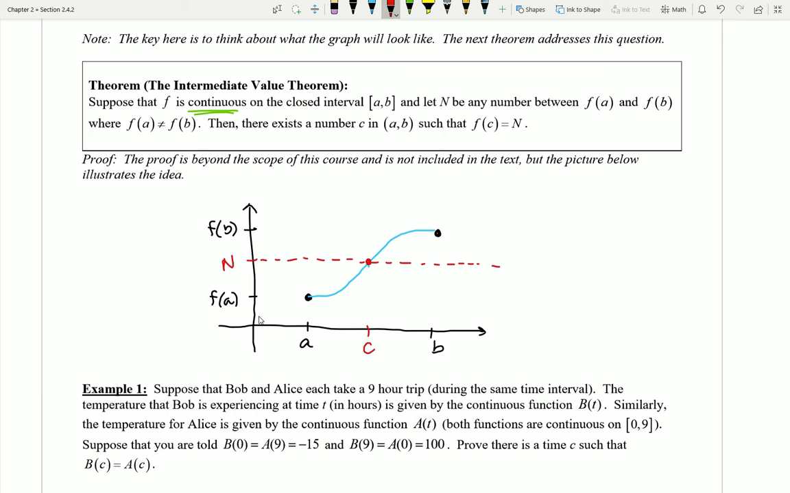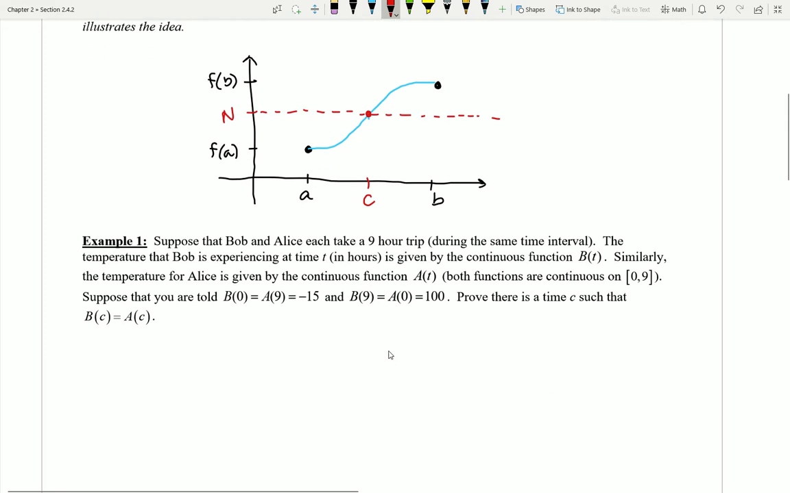Suppose that Bob and Alice each take a 9-hour trip during the same time interval. Let's pretend it's from noon to 9 p.m. And the temperature that Bob is experiencing at any given point in time during his trip is given by a continuous function b of t. So it's Bob's temperature. Similarly, the temperature for Alice is given by a continuous function a of t. Both functions are continuous on this interval, say 0 to 9.